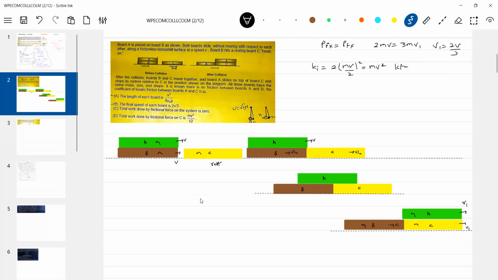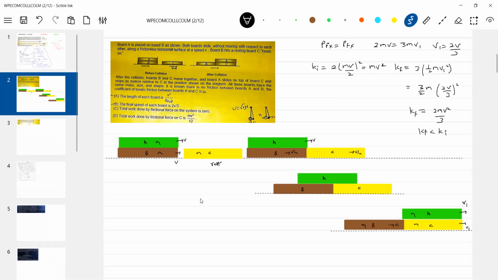The final kinetic energy will be 3 by 2 m, why 3? Because finally all will have the same velocity. So this is the final, 3 by 2 m v1 square. This will be 2mv square by 3. Look at final. I think it is in fact less than initial.